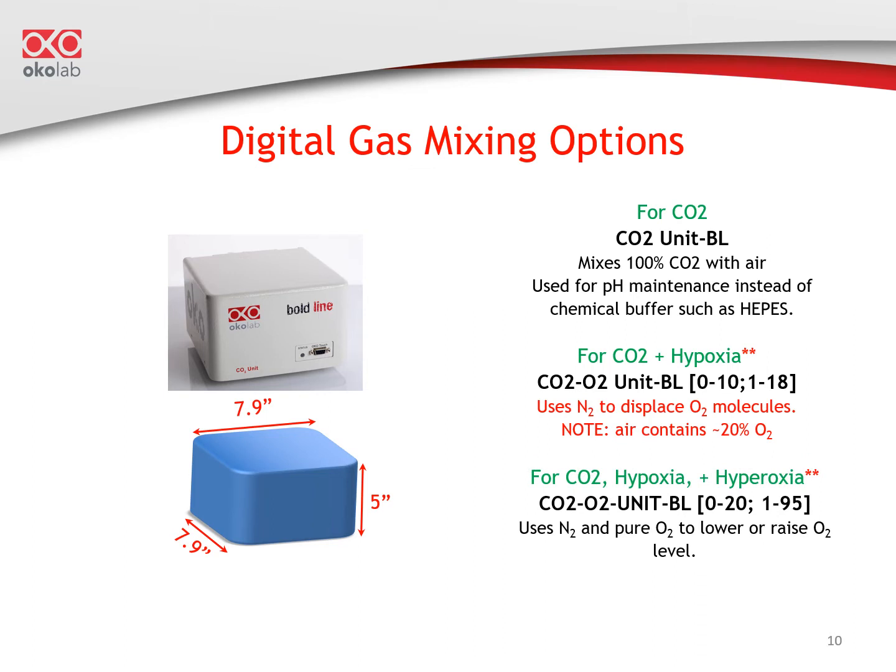Air contains about 20% oxygen, and to remove oxygen from it, one uses nitrogen, essentially displacing oxygen molecules from the gas mixture. To generate hyperoxic conditions, you want to enrich air with additional oxygen. You do this by actually adding oxygen. In both cases, the digital gas mixer can also operate in what we call air mode, mixing CO2 and air without controlling oxygen.